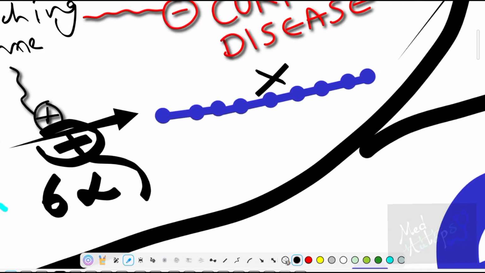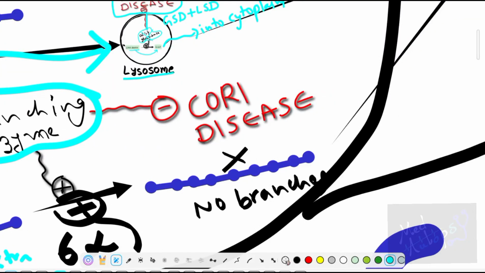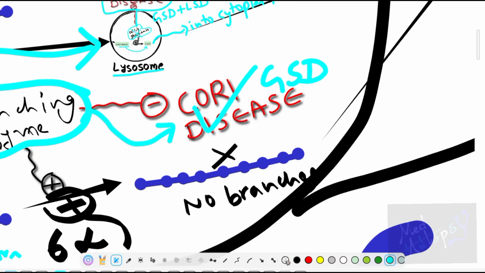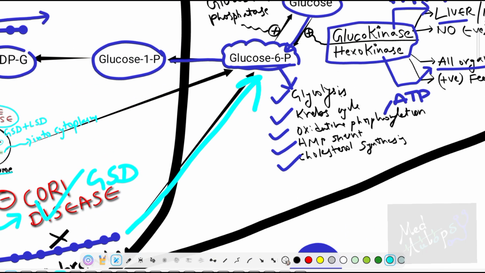Now this linear glycogen will break down into small glucose 6-phosphate. If you don't have this debranching enzyme, then there is deficiency. There is no breakdown of limit dextrins and thereby accumulation, which can result in Cori's disease. This is another type of glycogen storage disease. But in normal human beings, this metabolized linear glycogen now breaks down into glucose 6-phosphate.